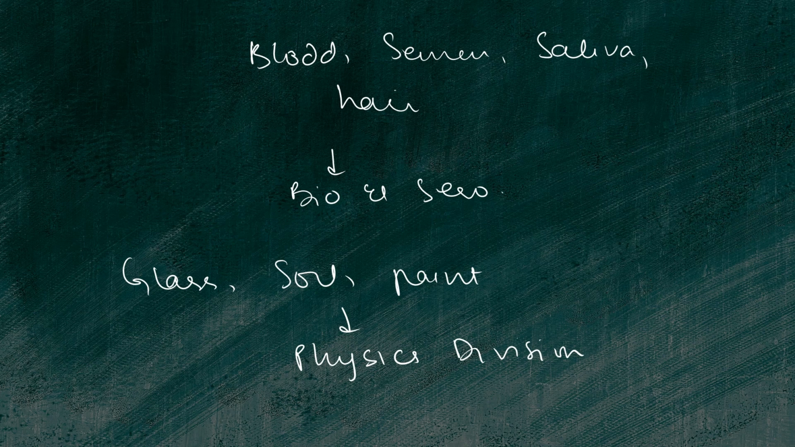The physics division will take up the evidences, and then they examine these evidences using some specialized tools and techniques, followed by report preparation, and then they go to the court of law in order to give their expert testimony to explain their findings. So this is how the FSLs function.